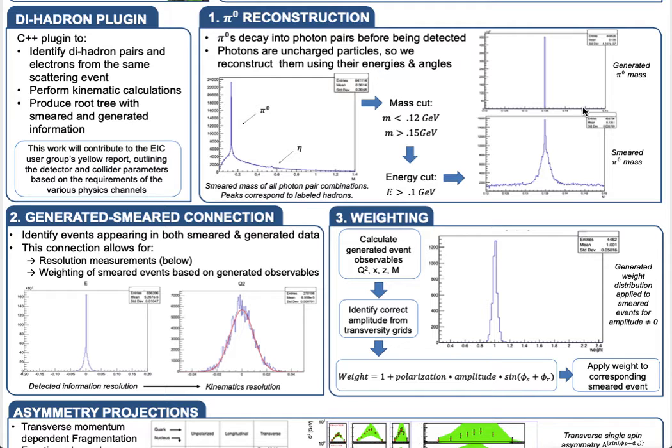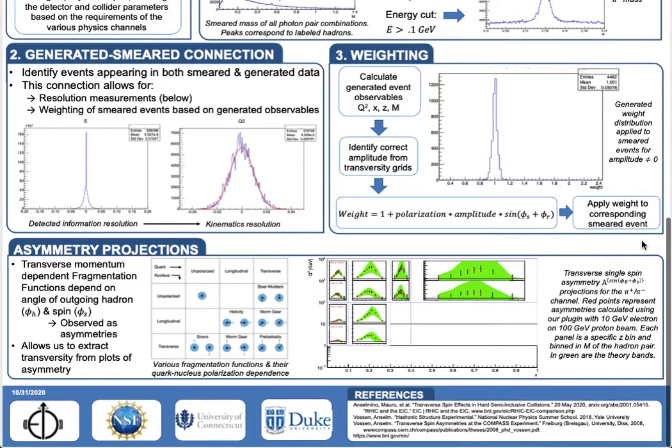The weighting scheme allows us to identify the correct amplitude for smeared events based on their corresponding generated event. And this is helping us to create these asymmetry projections.